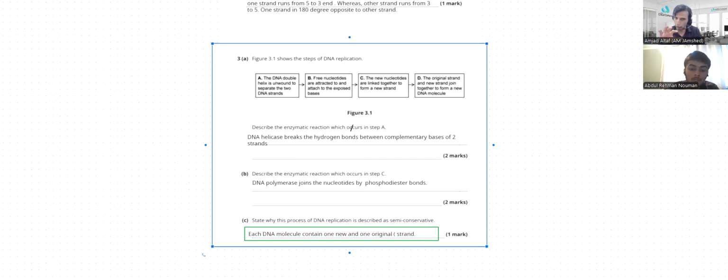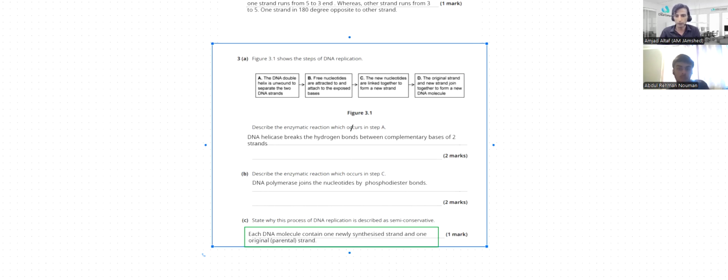You are right. You know the concept, but I'm just giving you the words that you have to use properly while answering this question. So each new DNA molecule contains one original strand and one newly synthesized strand. All right? Yes. One newly synthesized and one original or parental strand. That's great. This is what you should answer.